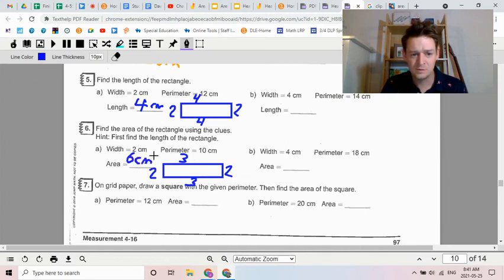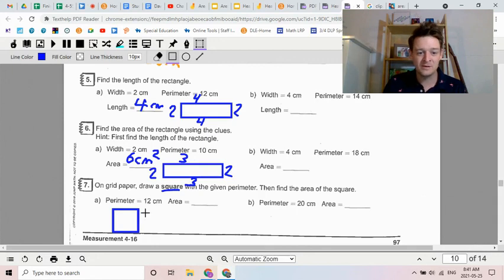centimeters squared. And finally, it says on grid paper, draw a square, with the given perimeter, and then find the area of the square. So a square has 4 equal sides. You could do it on graph paper. You could sneak it in right here at the bottom of your page as well. If it's 12 centimeters all the way around, then each side would need to be 3, right?